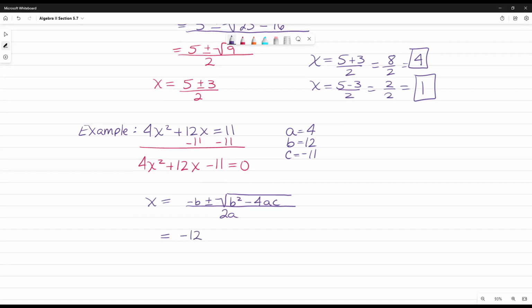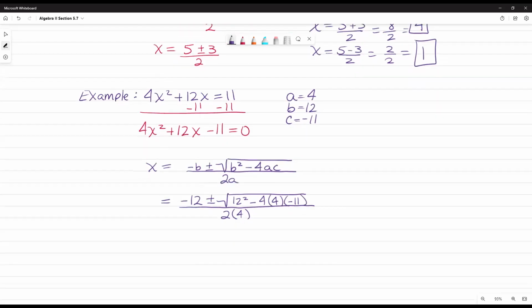Okay, so b is 12. So we have negative 12 plus or minus what? Now, minus 4. There we go. Divided by 2 times 4. Now we just simplify.